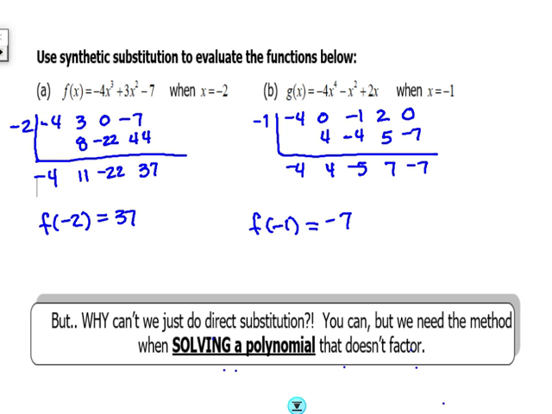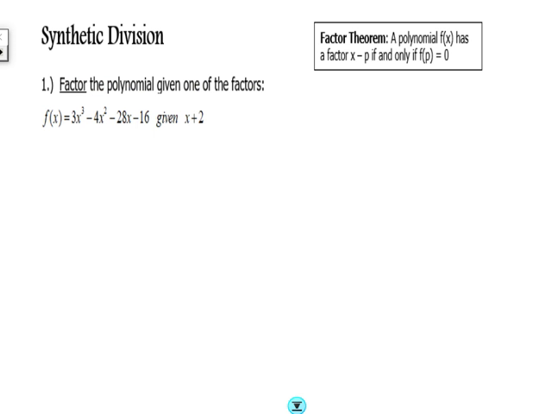Alright, so that's synthetic substitution. Let's look at another application of synthetic. We're going to use it to factor a polynomial that doesn't factor in traditional terms. Like this is 4 terms, I would look to see if I can factor by grouping, which it doesn't. That's why it's sort of like completing the square for polynomials, called synthetic division.